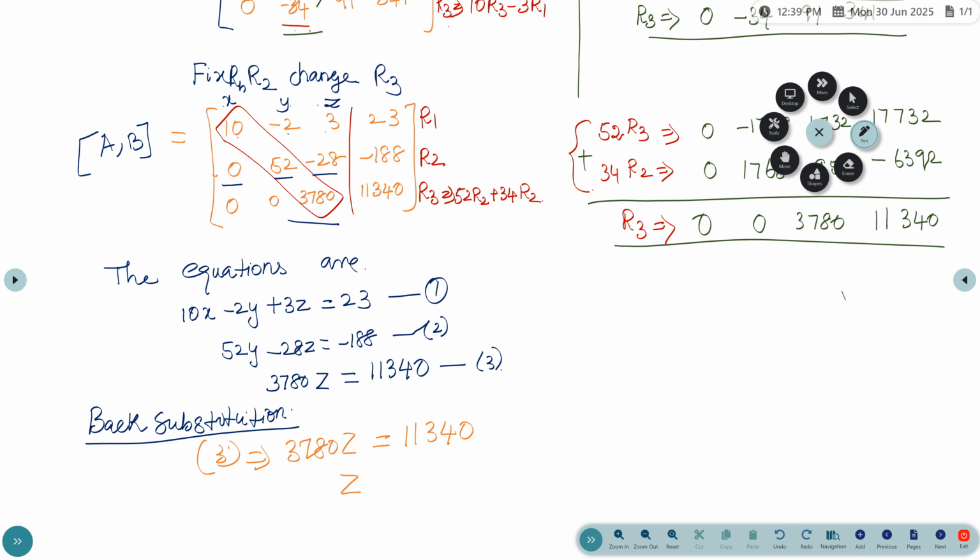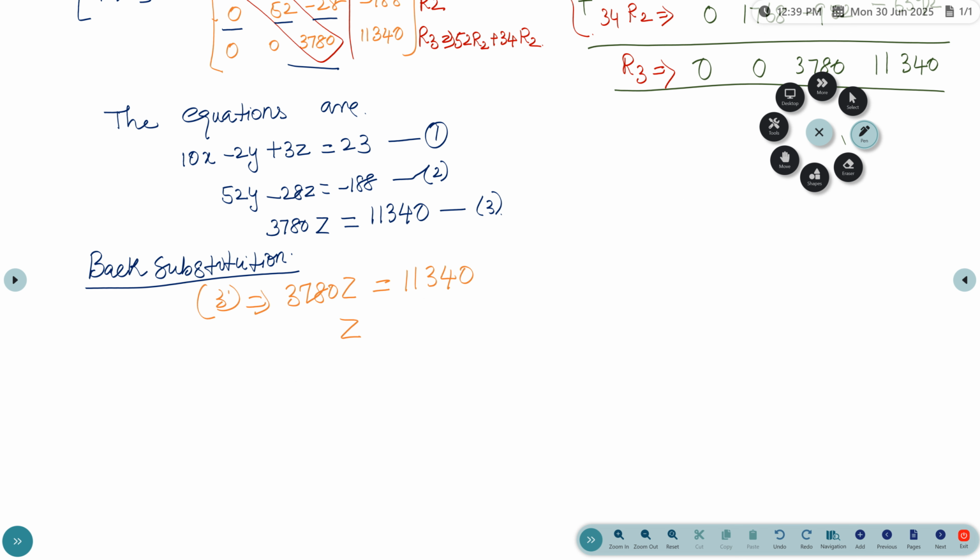Taking z as it is and bringing 3780 to the other side, it becomes division. If you divide 11340 by 3780, your answer is 3. So therefore, z is equal to 3. We get the solution for z.